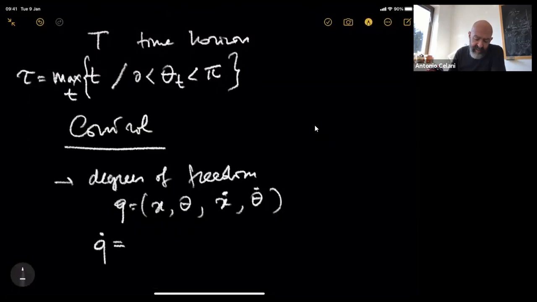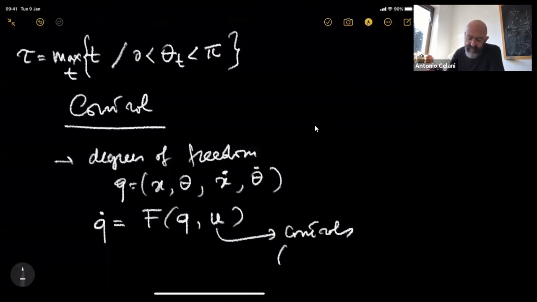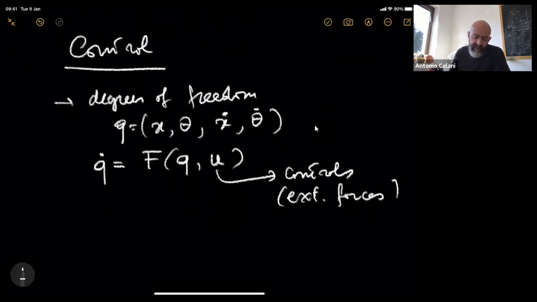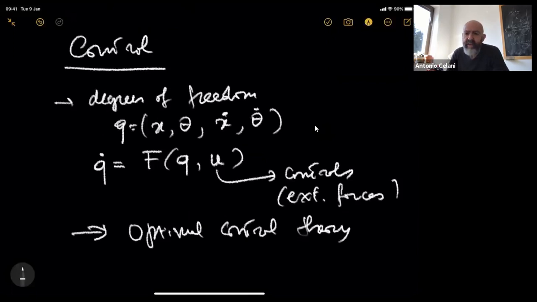q dot equals some function f of q and all the external forces that we are applying, which we call u. These are the controls, external forces applied. Okay, so like you were correctly saying, the idea is that we want to choose the forces in such a way that the solution of my problem, which is the solution of this differential equation, realizes the maximum possible time of life of my system before it falls sideways. So this way of formulating the problem is essentially what optimal control theory in engineering is. It's exactly that.